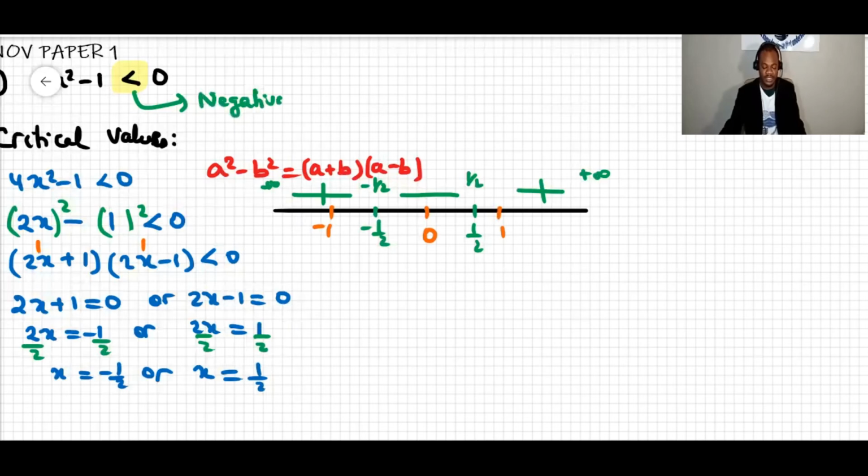Now, this means that our solution lies between -1/2 and 1/2. The solution is not here, and it is not there either, because they are positive. We want a negative answer. So our answer will be -1/2 lesser than x, and x lesser than 1/2. This is what the solution is. Okay, thank you.